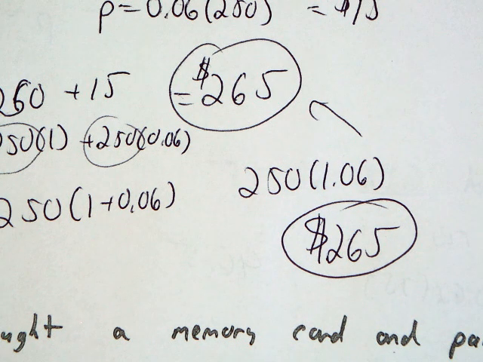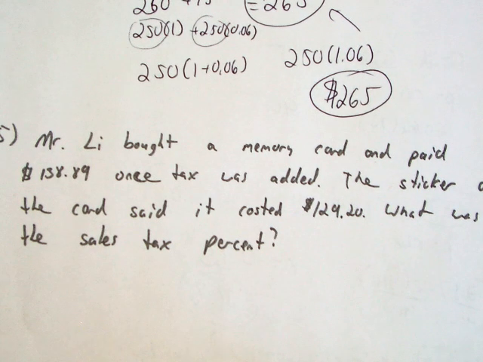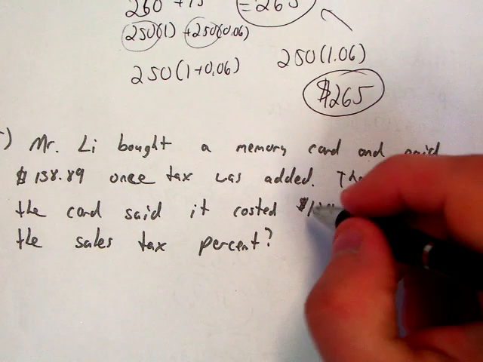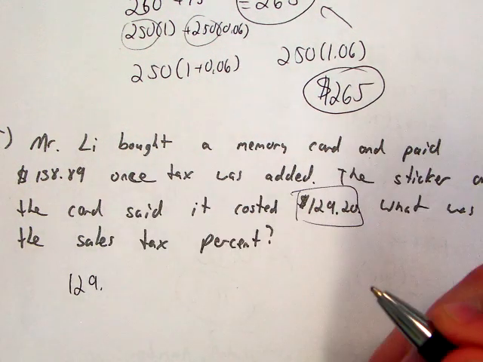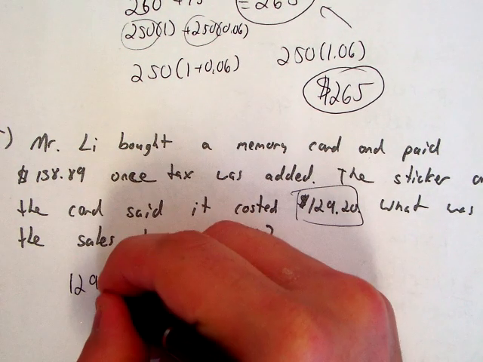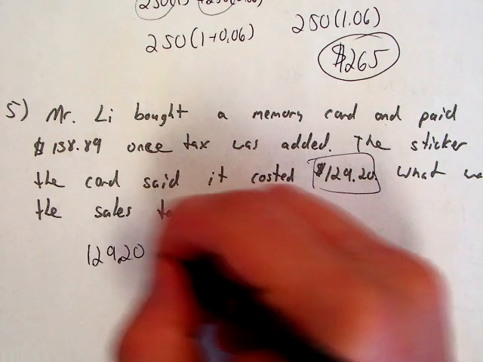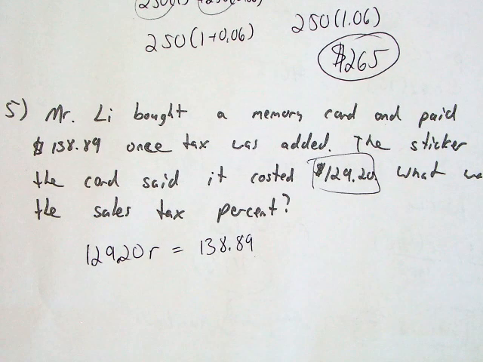Let's use that strategy in example 5. So it says Mr. Lee bought a memory card and paid $138.89 once tax was added. The sticker on the card said it cost $129.20. So what was the sales tax percent? Now, this is the part. It originally cost $129.20. That's the whole. I don't know what the rate was, but I do know that after I applied the rate, it was $138.89.